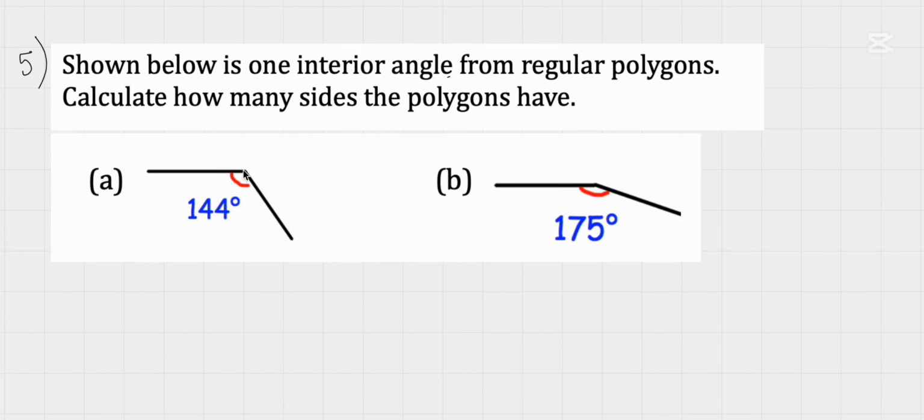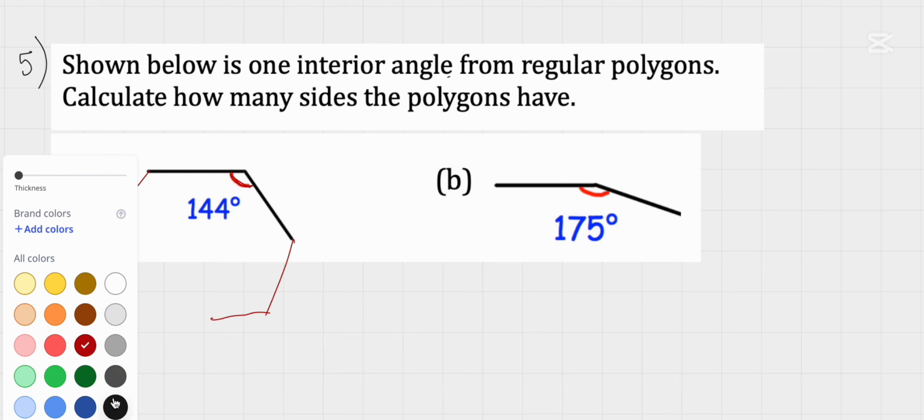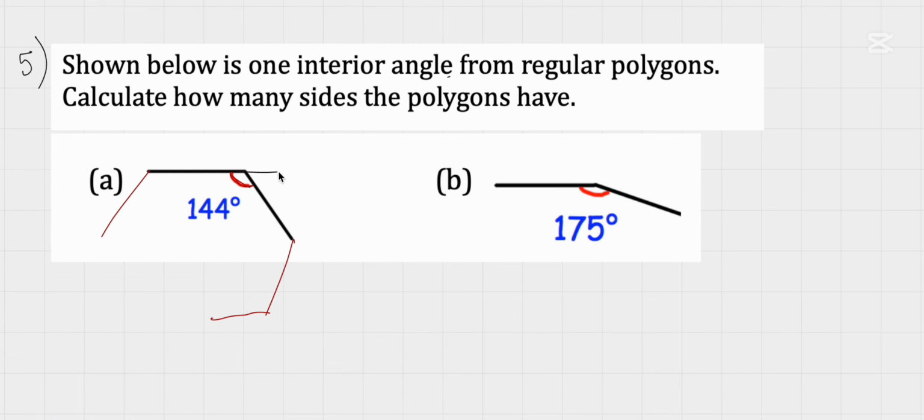So let's just extend the side. Imagine that this is a polygon. We don't know how many sides we have, but it is somehow a polygon. We don't know the number of sides. And then this is its interior angle. If I extend the side, I would get its exterior angle here. And as we said, adjacent interior and exterior angles make 180. So I can just find the exterior angle as 180 minus 144, which is 36 degrees.